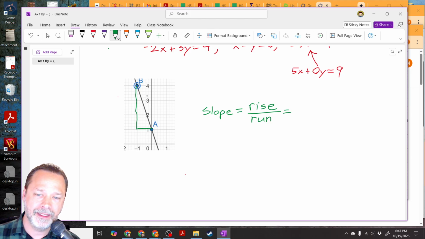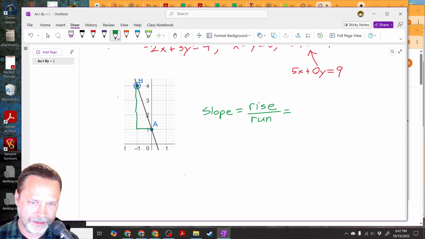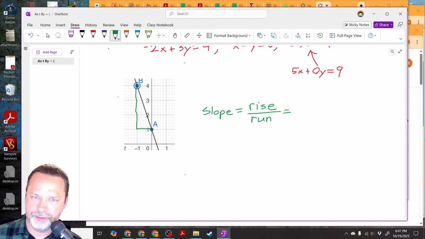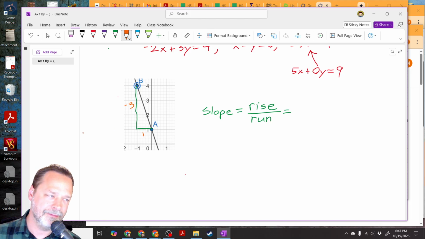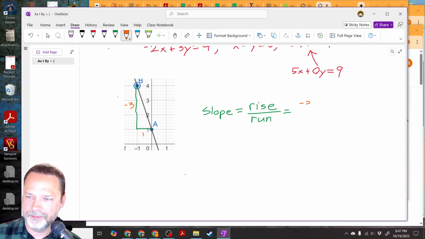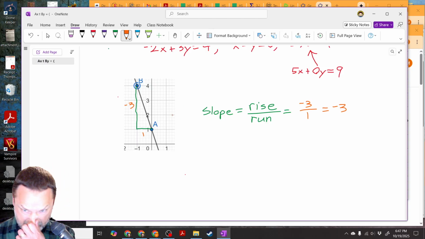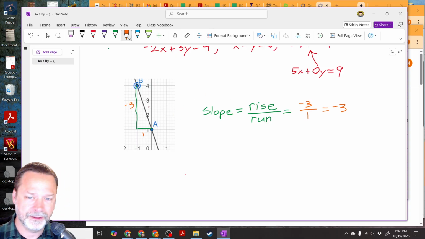It doesn't matter which 2 points I pick, and that's something that I encourage you to play with. Pick any 2 points, it will be the same. Just like a fraction, you can reduce it and it will reduce down to the same thing no matter what. In this case, we went down 3 and then to the right 1. If we're going down, that's negative. If we're going up, that's positive. If we're going to the right, that's positive. If we're going left, that's negative. So negative 3 over 1, or just negative 3. That is our slope for this particular line.